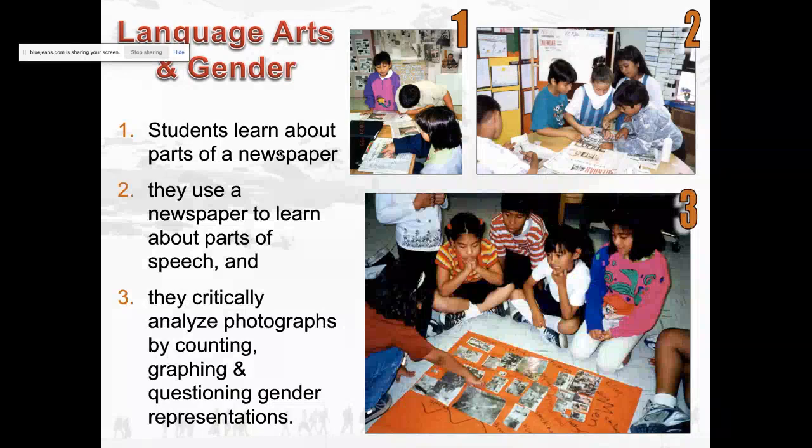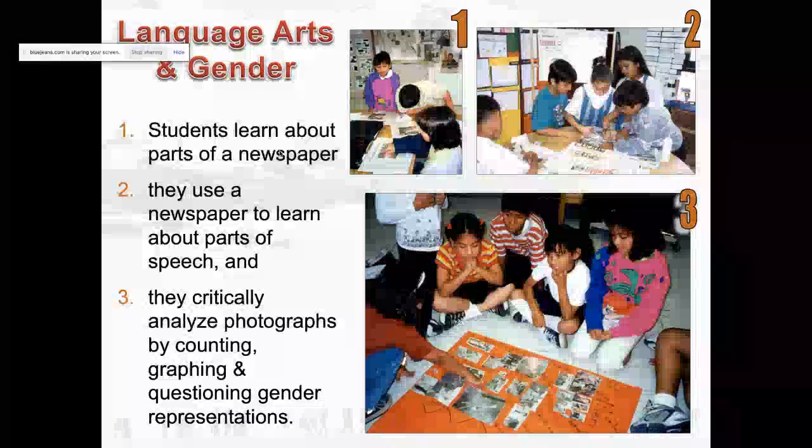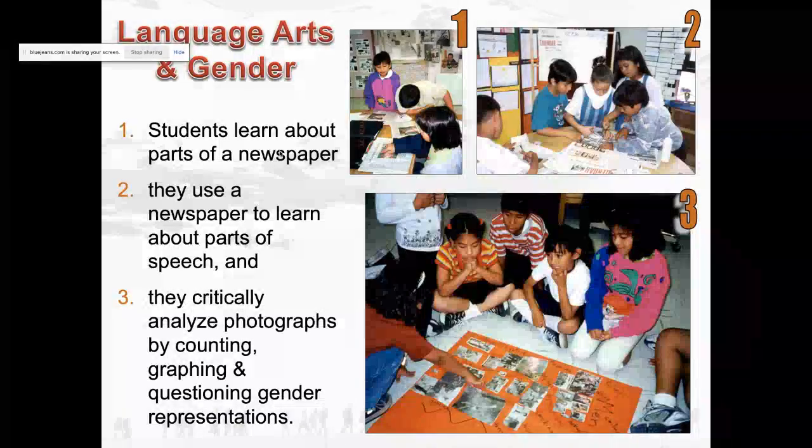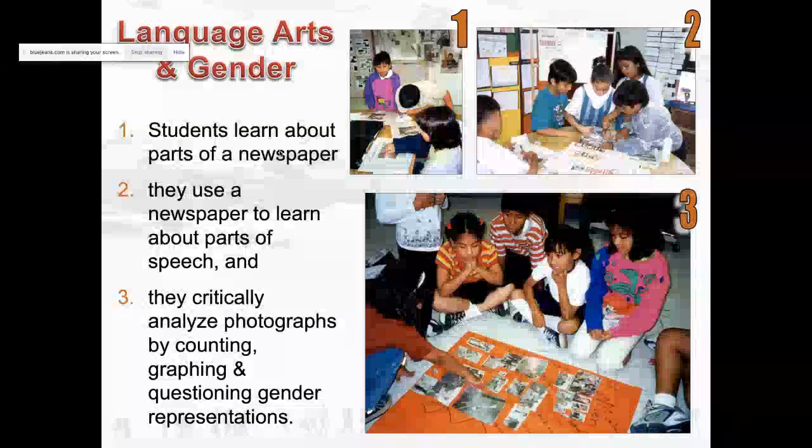If you can see in the photograph, they wrote words next to the photographs. What I asked them to do is write the word that shows the action. What is the action people are doing in the picture? Which is the verb, right? So we're writing verbs. We're building our language arts skills, but we're also critiquing and analyzing our current news media.